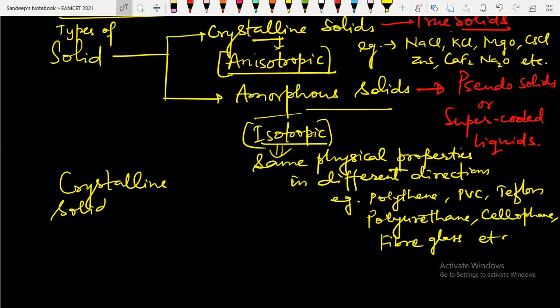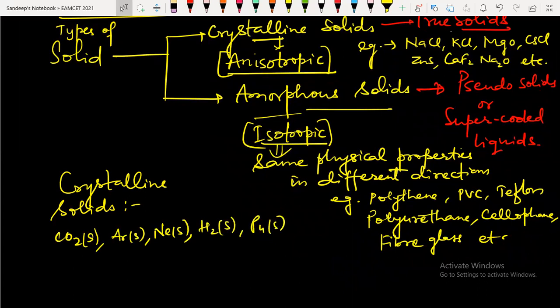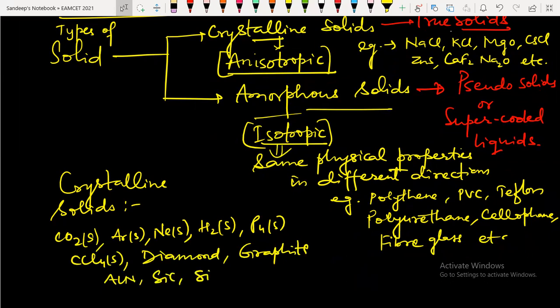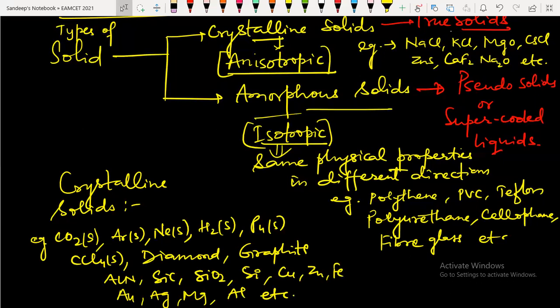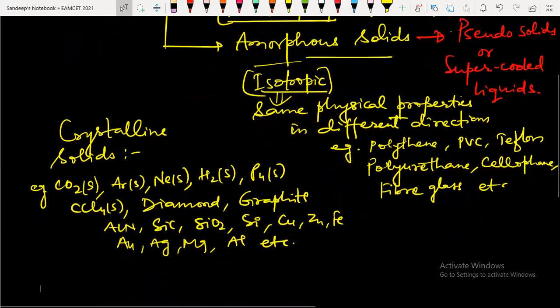Some other crystalline solid examples like carbon dioxide solid, argon solid, neon solid, hydrogen solid, phosphorus solid, CCl4 solid, diamond, graphite, aluminum nitride, silicon carbide, silica, silicon, all metals, copper, zinc, iron, gold, silver, magnesium, aluminum, etc. So these are some of the examples of crystalline solid. So we have learned two different types of solids. Let's move forward.